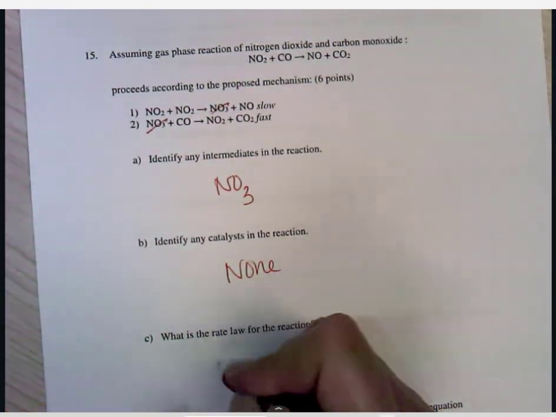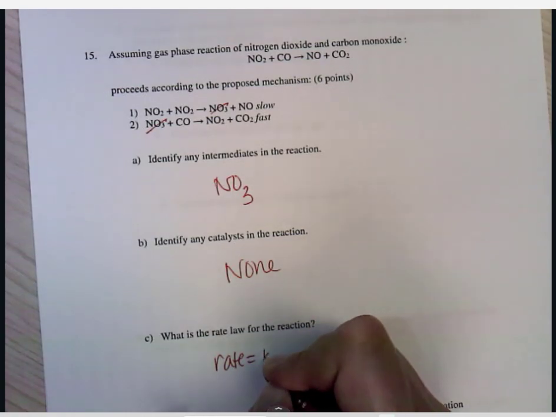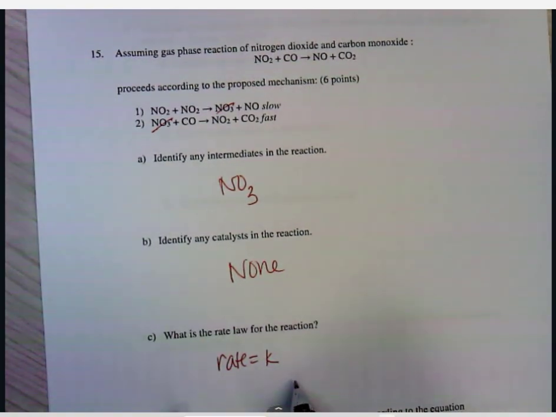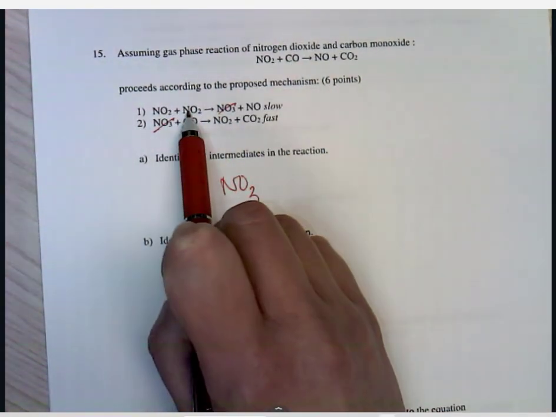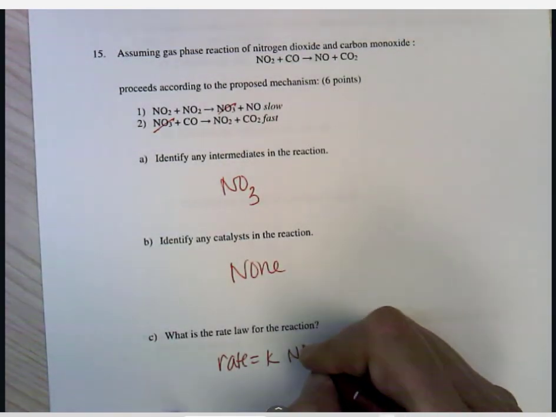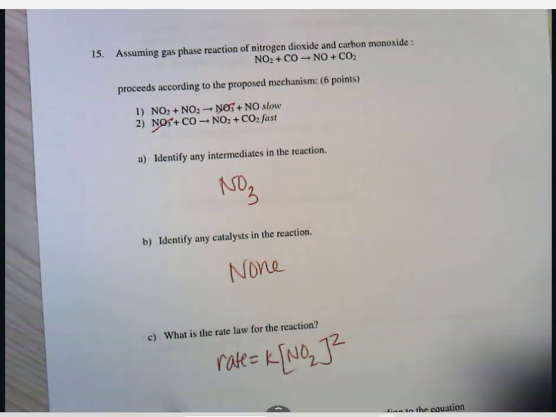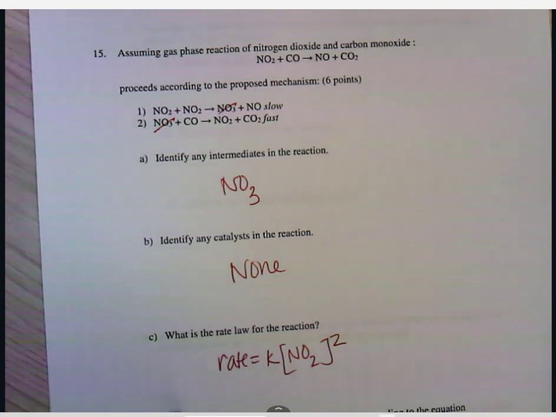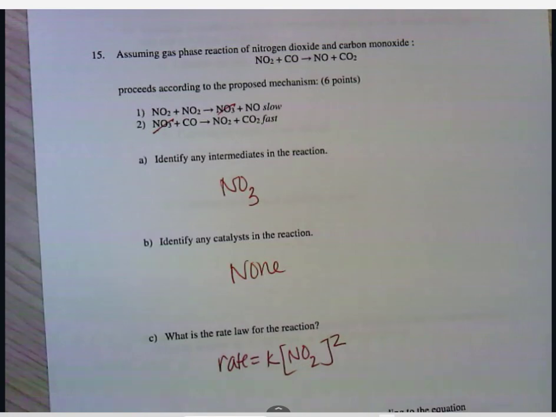And then finally, the rate law. Remember, rate law always looks like rate equals K, and then times the reactants. This would be in the slow step. And so the slow step is NO2 plus NO2, so it would be NO2 squared.